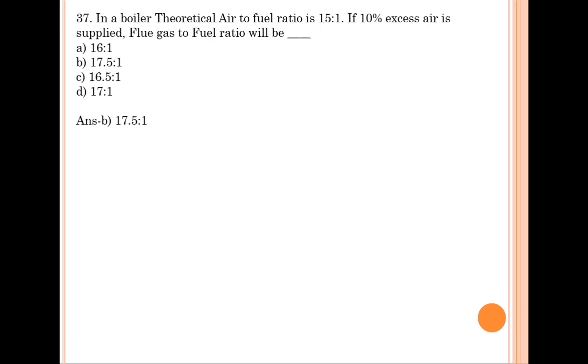Then again, it is flue gas to fuel ratio. So flue gas is again 1.1 multiplied with 16.5, it will give you 18:1. So here from the options, 17.5:1 is the right answer, which is closest to the 18. So option B is the right answer.